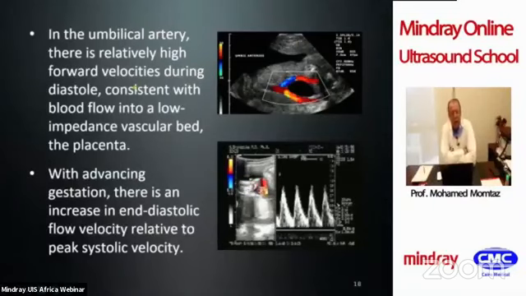In the umbilical artery, there is relatively high forward velocity during diastole, consistent with blood flow into a low resistance vascular bed in the placenta, and this increases with pregnancy. This increase in dilatation will lead to a decrease in resistance, which increases with advancing gestation.